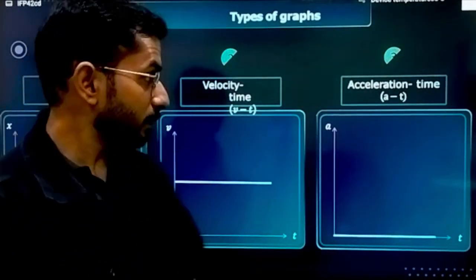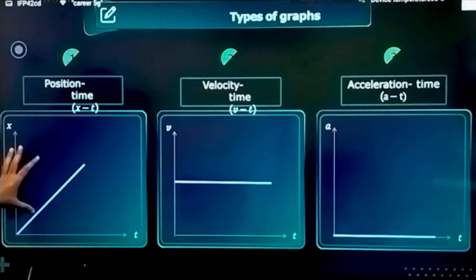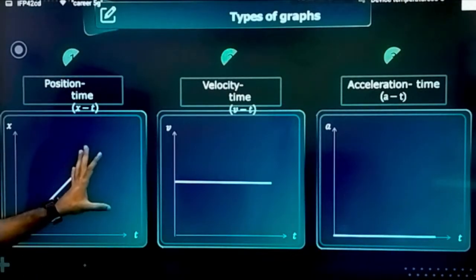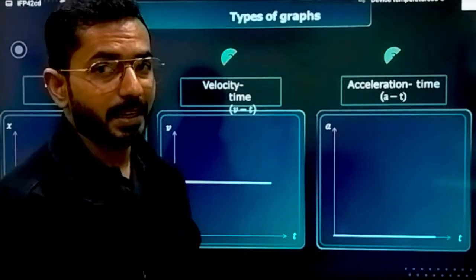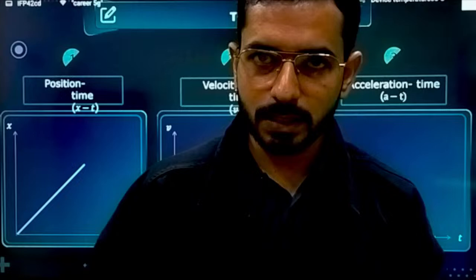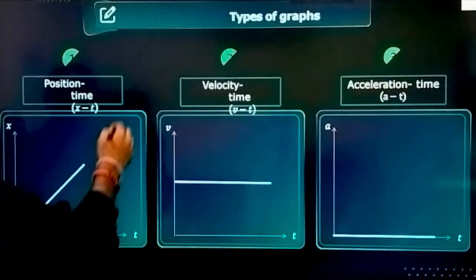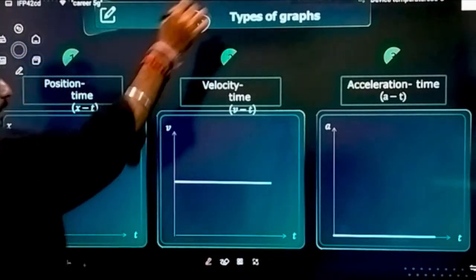First one is the position-time graph. Position versus time graph. It is given for what? Let's suppose you are having a uniform motion. Uniform motion means what? Uniform velocity. If you are having a uniform velocity, that means acceleration is what? 0. So position versus time here is a case for acceleration equal to 0.